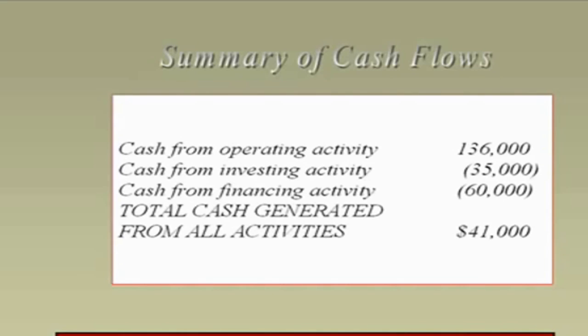So, at the end of this module, as at right now, you should have the skill to differentiate between operating, investing, financing, and you should have the skill to look at an income statement, look at a balance sheet, and prepare a statement of cash flows. This is an important skill to have. As I told you, profit can be manipulated. Cash can't be manipulated. So it's important to have the skill to be able to convert profit to cash. This concludes this module.